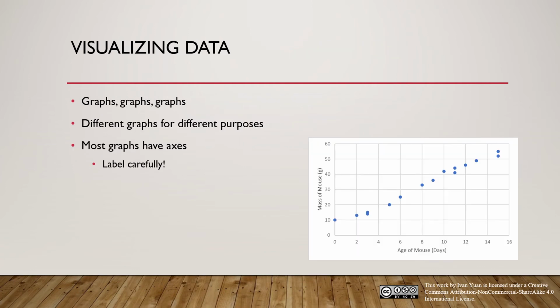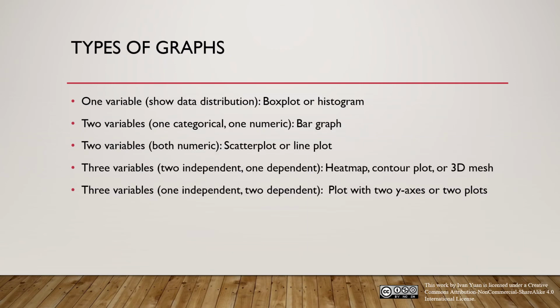Now let's switch gears and look at visualizing data. Essentially, visualizing data is about graphs and graphs and graphs. And different graphs serve different purposes. However, one thing common to most graphs is that they all have axes, and in order to make your audience clear on what the content of the graph is, you need to label the axes of the graph really carefully. Now let's take a short look at different types of graphs.